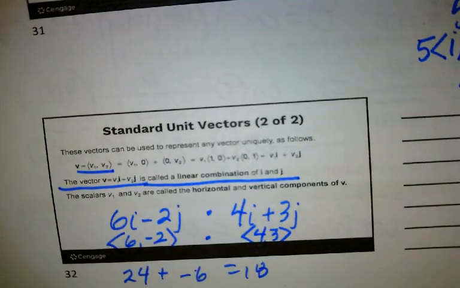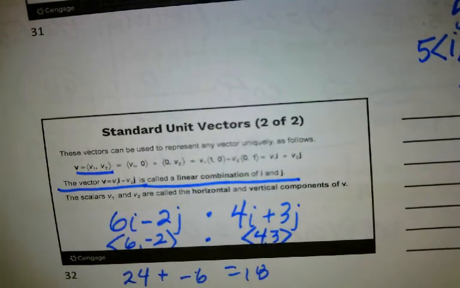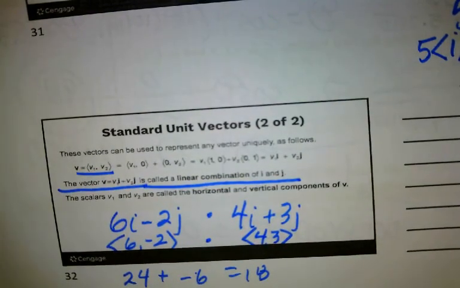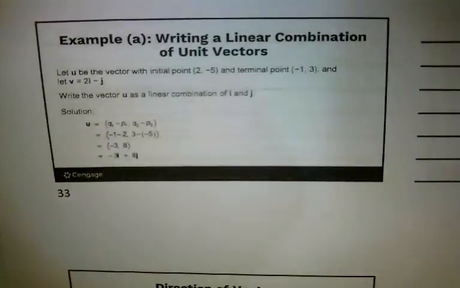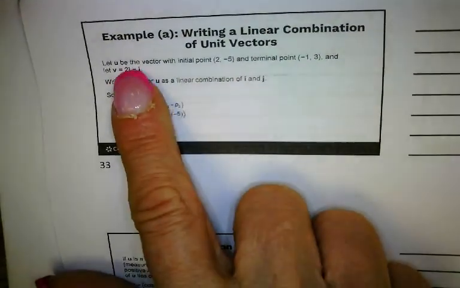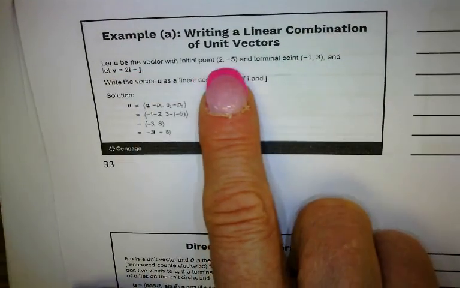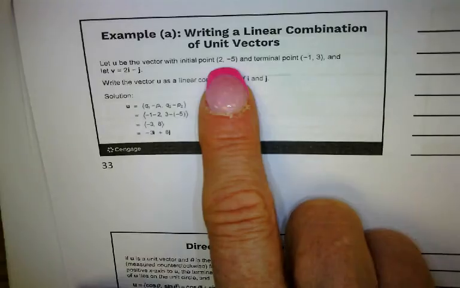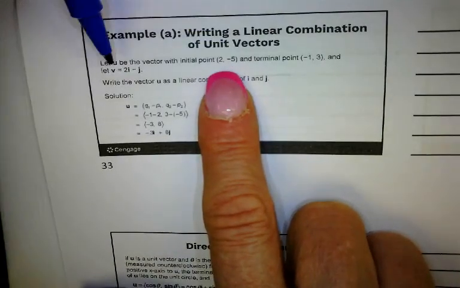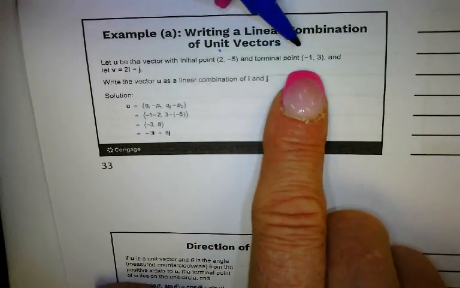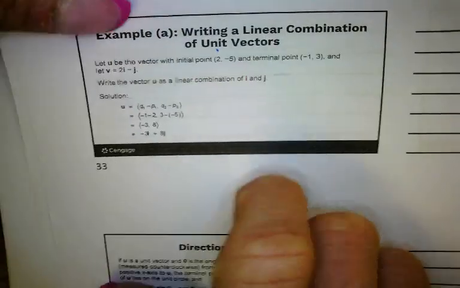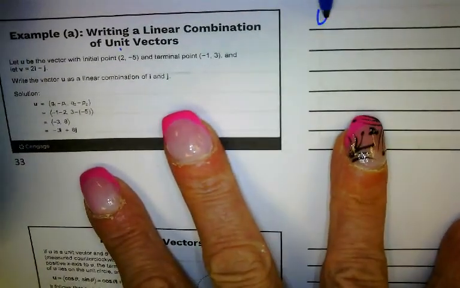I provided another example here. Some problems start out like this, and this is a good problem. You know the ordered pair that vector u starts at and the ending point. This is an important thing. So vector u has the initial point at (2, -5) and the terminal ordered pair at (-1, 3).